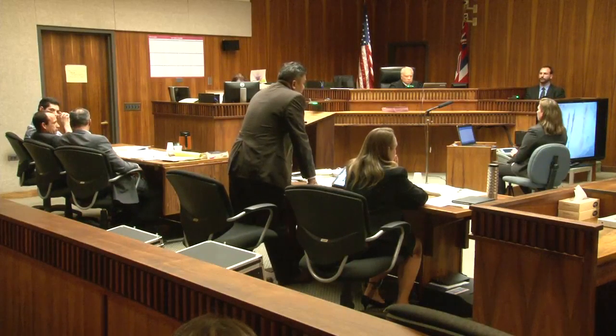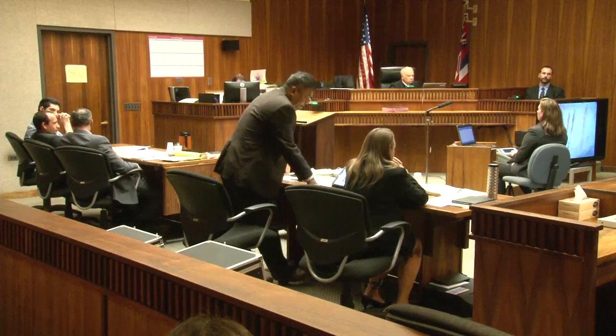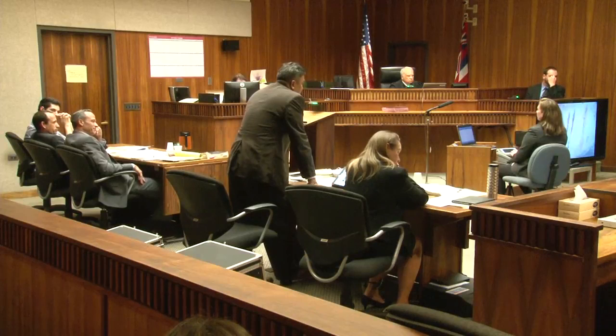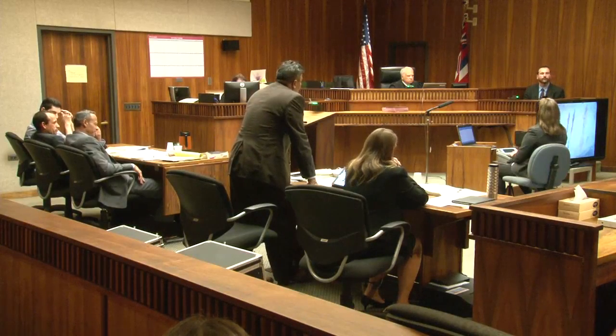And in looking at exhibit 413, which is on the screen, is the spacing between lines 1 and 2 the same as between lines 2 and 3?